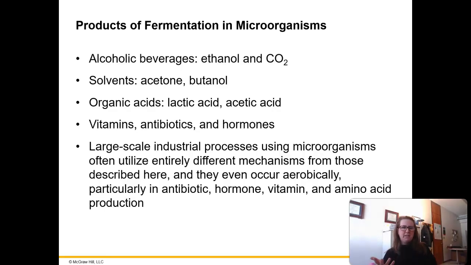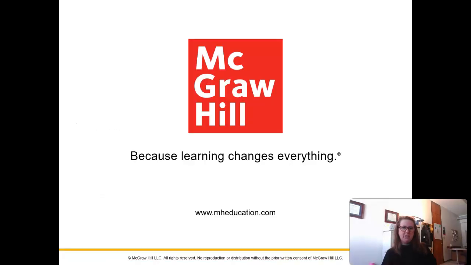Okay, the second to last slide, products of fermentation of microorganisms, of course, alcoholic beverages, of course, CO2. So if you like carbonated water or club soda, we can get that CO2 from the fermentation process, so we can capture that. Solvents like acetone and butanol actually come from fermentation. Some organic acids, remember how I mentioned lactic acid in your muscles? Vitamins, antibiotics, and hormones. And then, sure, we can use microorganisms on a large scale to produce all kinds of various chemicals that we need. And it's mentioned in here, antibiotics, hormones, vitamins, and amino acid production.